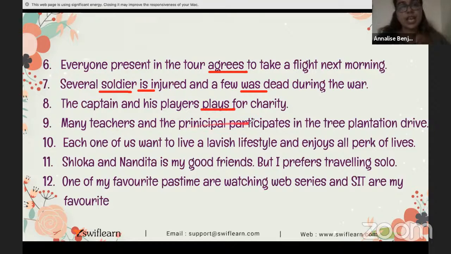Many teachers and the principal participates in the tree plantation drive. Many teachers and the principal participate in the tree plantation drive. Each one of us want to live a lavish lifestyle and enjoys all the perks of life. Each one of us wants to live a lavish lifestyle and enjoy all the perks of life.